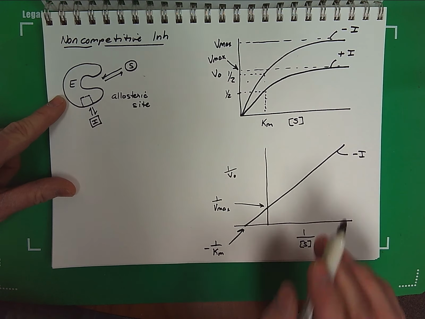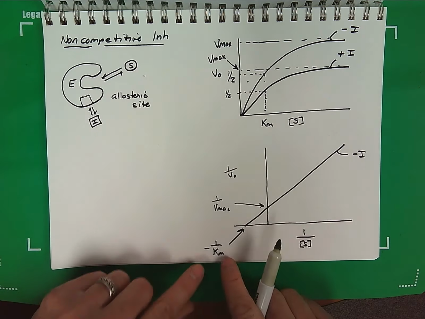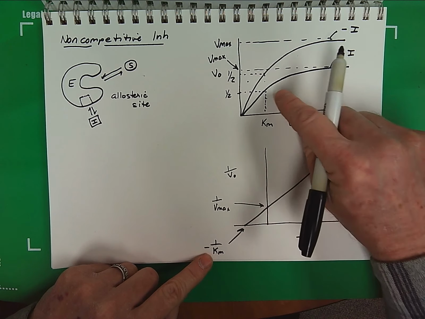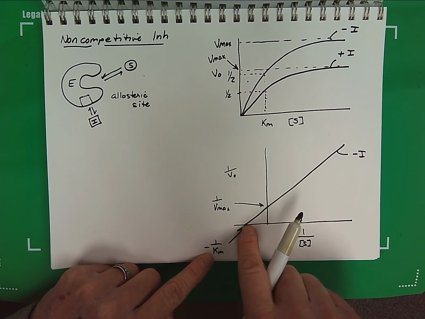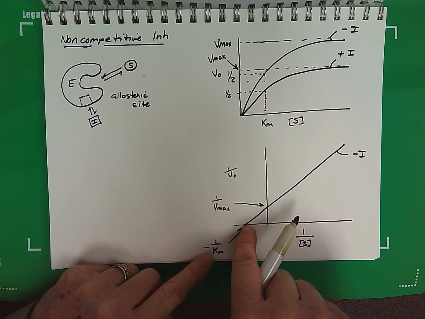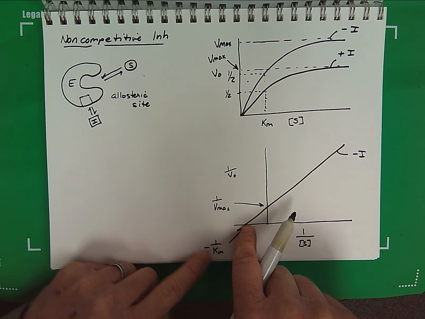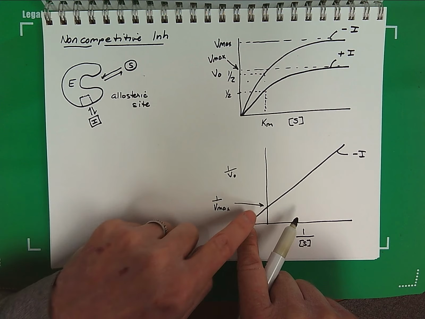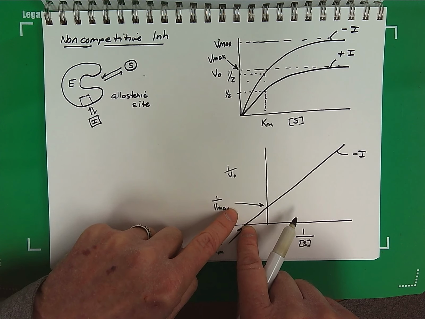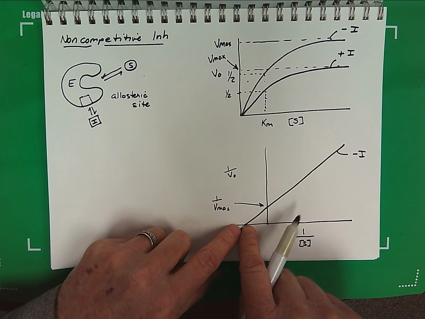And now, with the inhibitor, notice that the Km is not changing because this is a non-competitive inhibitor. So that means we are going to intersect this point with inhibitor, but our Vmax is getting smaller. So if our Vmax is getting smaller, that means 1/Vmax is going to be a bigger number.